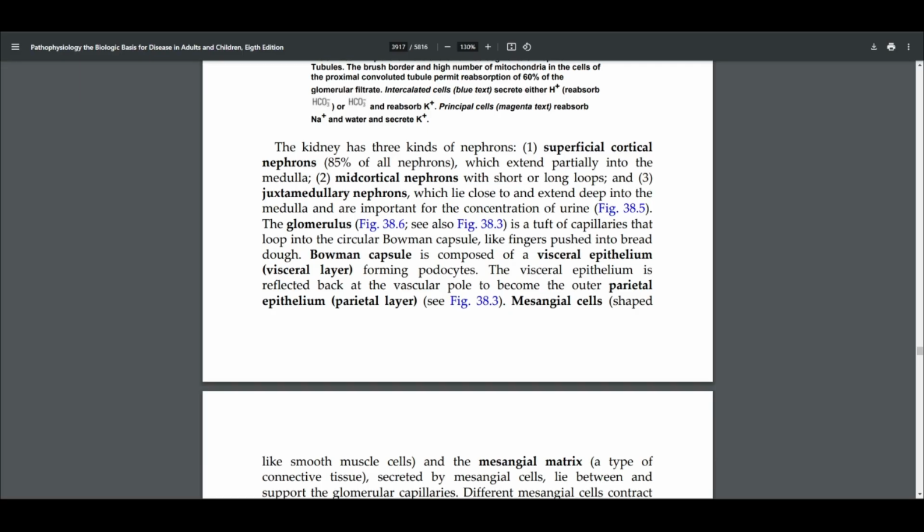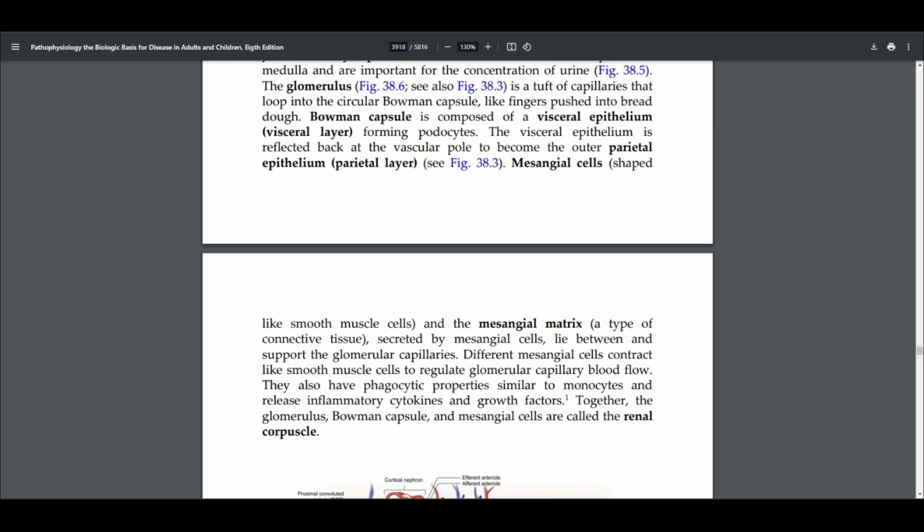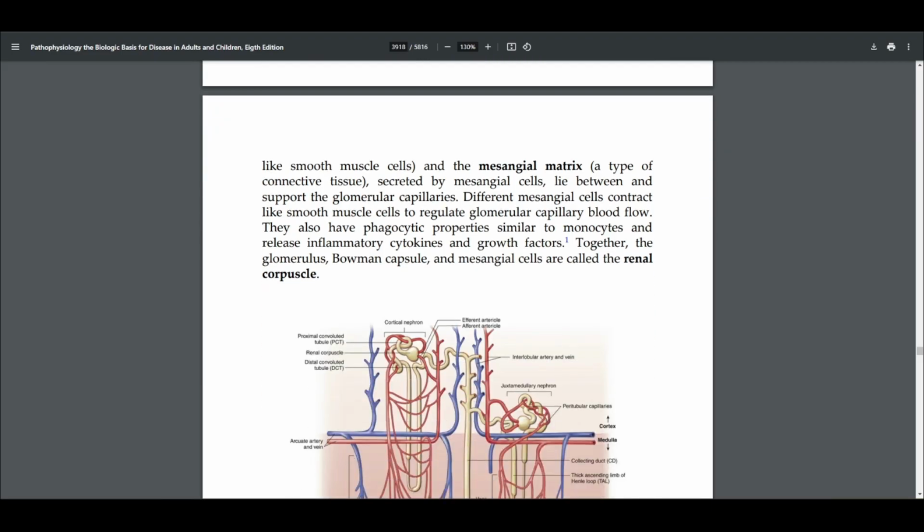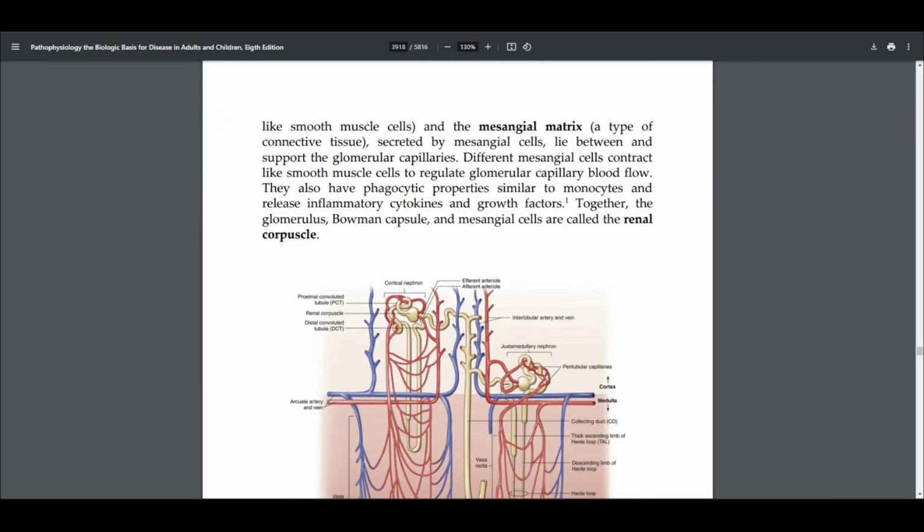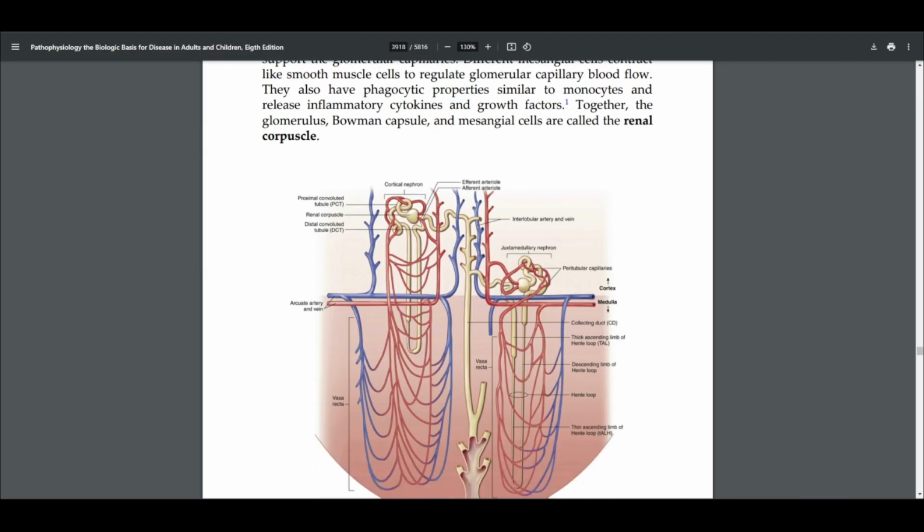The mesangial cells, shaped like smooth muscle cells, and the mesangial matrix, a type of connective tissue secreted by mesangial cells, lie between and support the glomerular capillaries. Mesangial cells contract like smooth muscle cells to regulate glomerular capillary blood flow. They also have phagocytic properties similar to monocytes and release inflammatory cytokines and growth factors. Together, the glomerulus, Bowman capsule, and mesangial cells are called the renal corpuscle.